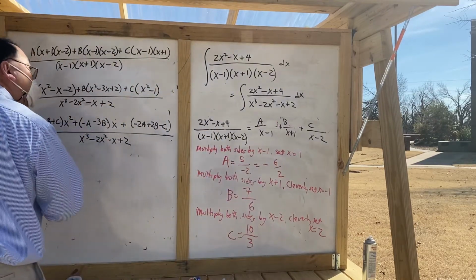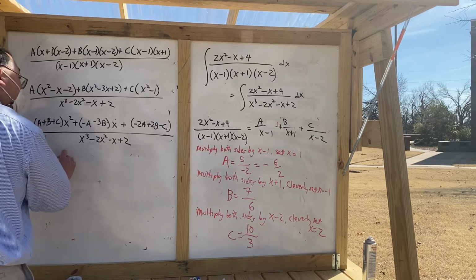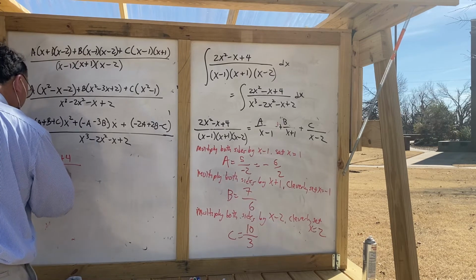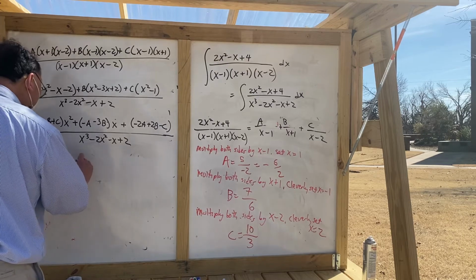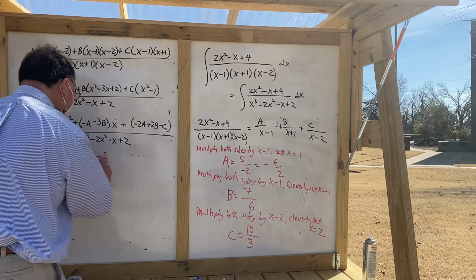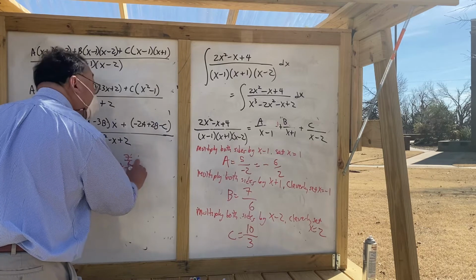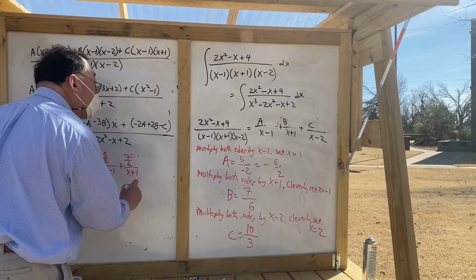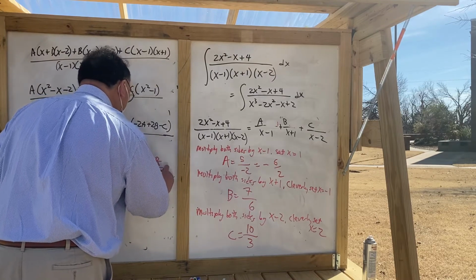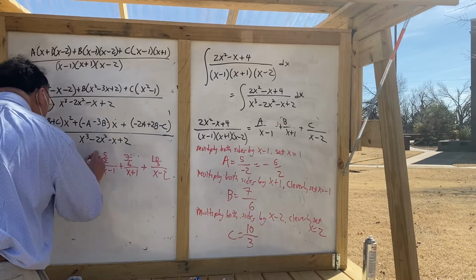I get the integral of 2x squared minus x plus 4 over x minus 1 times x plus 1 times x minus 2 dx is equal to negative 5 halves over x minus 1 plus 7/6 over x plus 1 plus 10/3 over x minus 2. Okay?